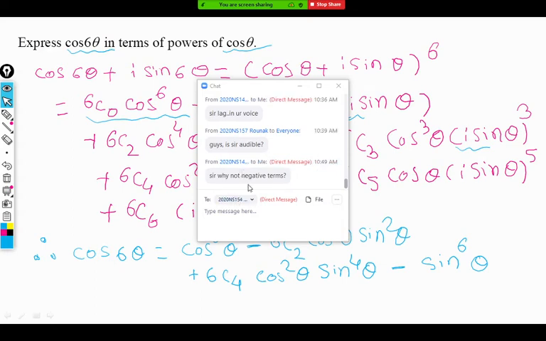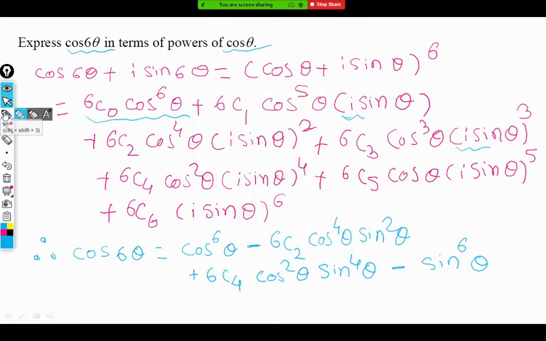I think someone says, sir, why not negative terms? We have taken negative terms, no? 1, 4, 5, we have written negative terms. We are not considering the imaginary terms. See, the first term is positive. The second term is i sine theta, which means it is an imaginary term. So we are just equating the real part, so we ignored that. The third term has i square there. Iota square is minus 1, so a negative sign appeared. After that, i cube. i cube is minus iota, so it is again imaginary. So again ignored. Clear?